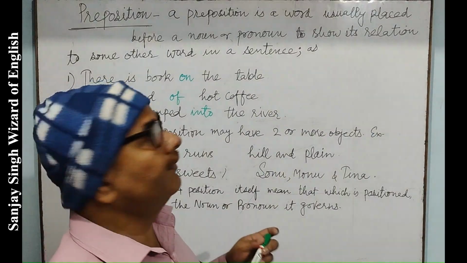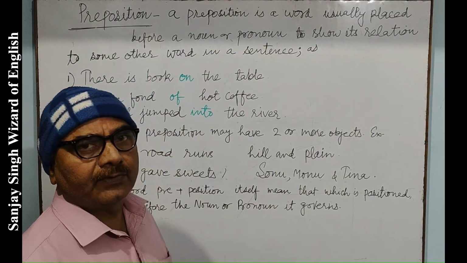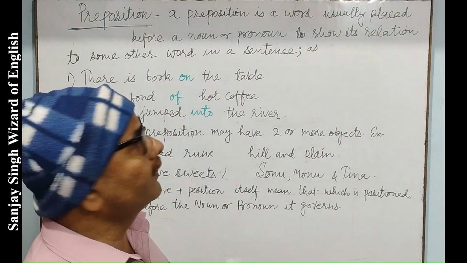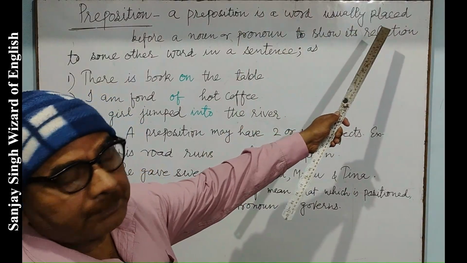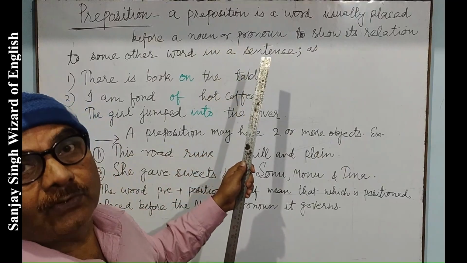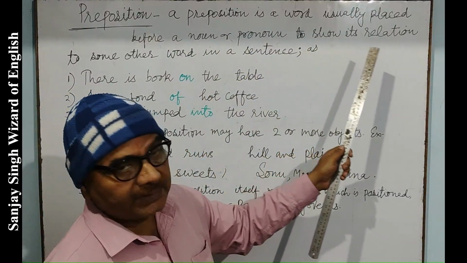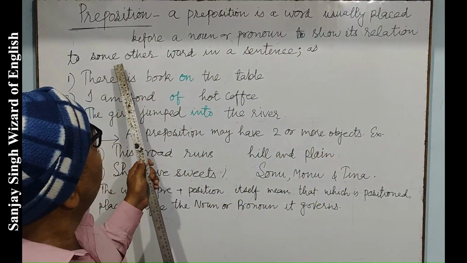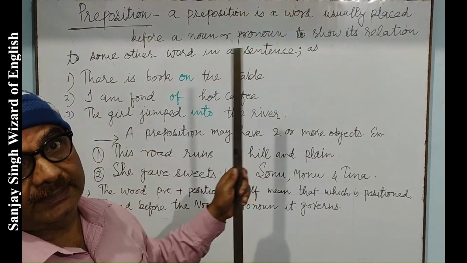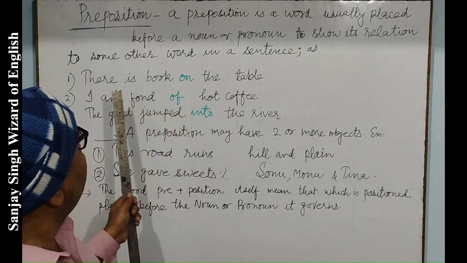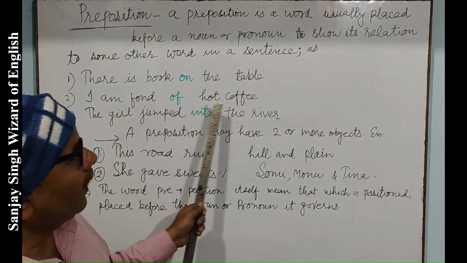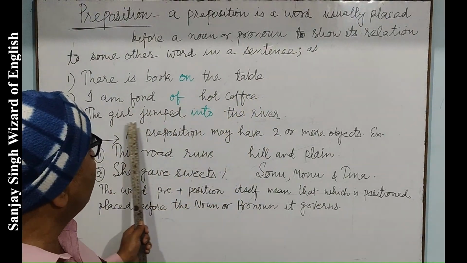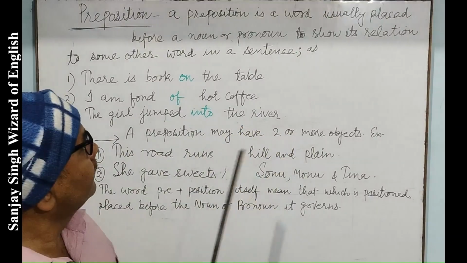Now let us start with the preposition. First of all, we will see the definition of preposition. Preposition is a word which is usually placed before a noun or pronoun to show its relation with some other words in a sentence. For example, there is a book on the table. I am fond of hot coffee. The girl jumped into the river.